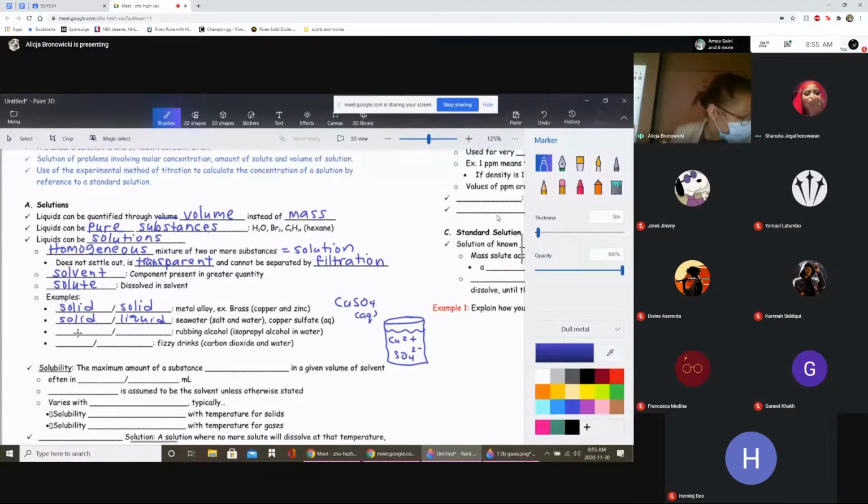If I have a liquid dissolved in a liquid, I have something like rubbing alcohol, which is alcohol dissolved in water. I can also have a gas dissolved in a liquid. So if I have carbon dioxide dissolved in water, okay, that's an example of a gas being dissolved in a liquid.